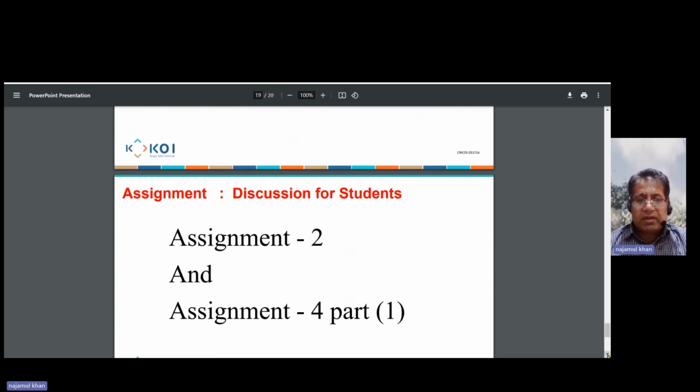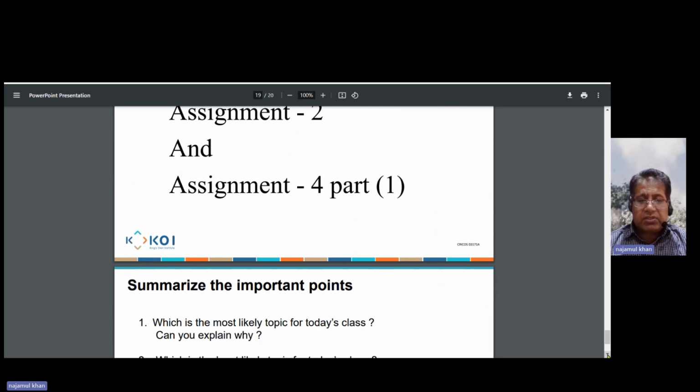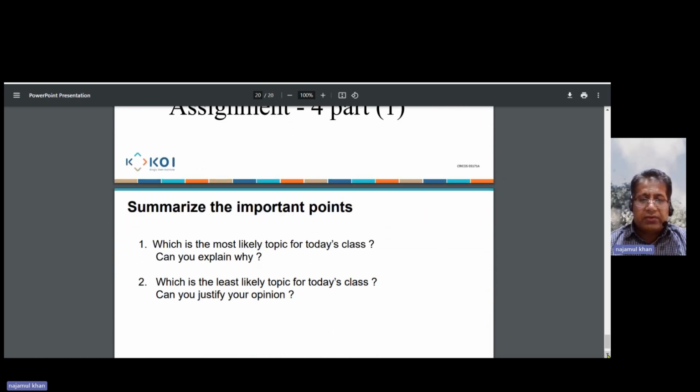And this we will cover in our tutorial class, assignment 2 and assignment 4, part 1. Okay, guys, we can just summarize all of this key information here. We can discuss in our tutorial class which is the most likely topic for today's class. Can you explain why? I will also pose the question in tutorial class: which is the least likely topic for today's class? Maybe I can ask for your justification and opinion as well.